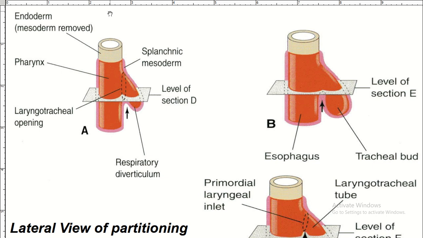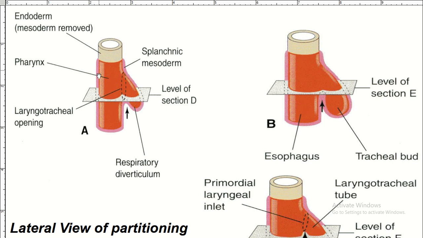Right. So what you see here is going to be your gut tube. Your gut tube is divided into three: your foregut, your midgut, and your hindgut. The respiratory system starts as a diverticulum, what you call a lung bud, or a respiratory diverticulum. This side is dorsal, this side is ventral, this side is posterior, this side is anterior.